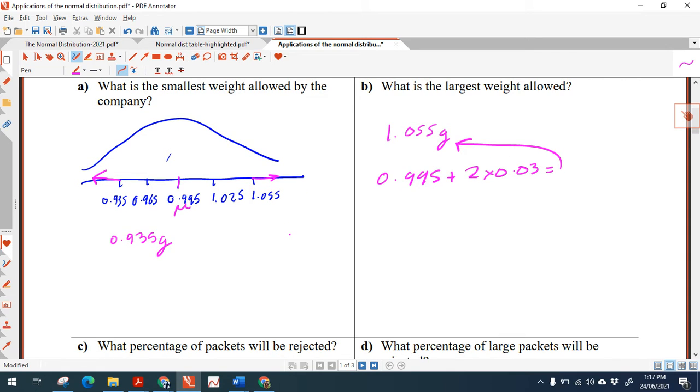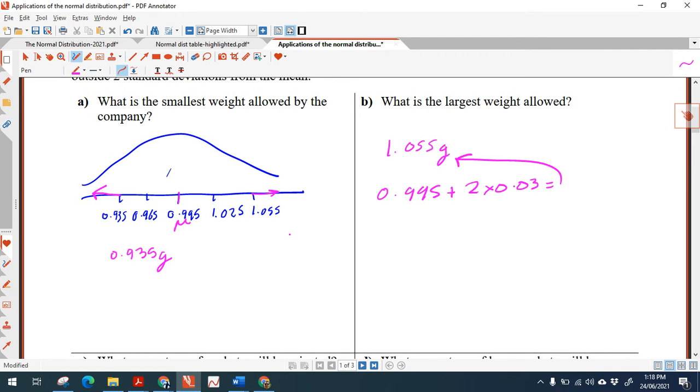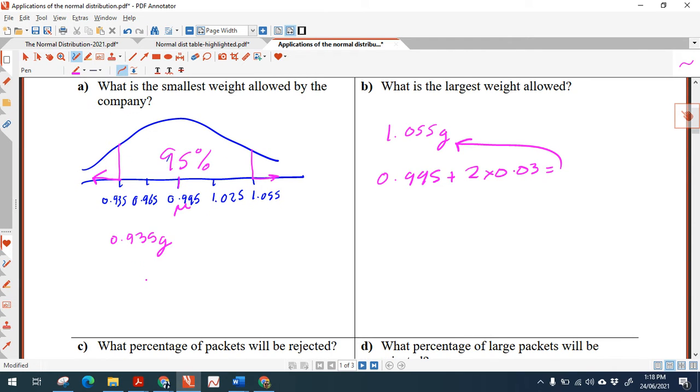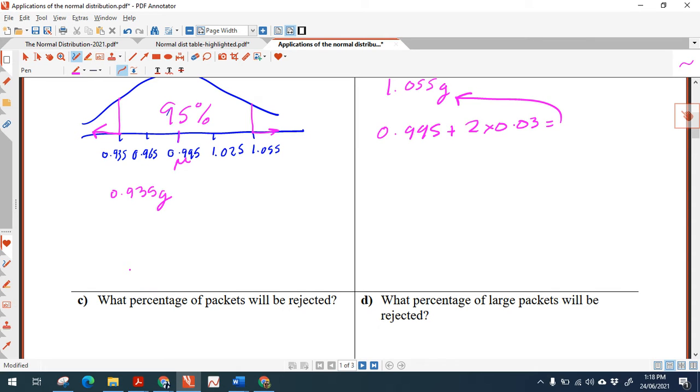Okay, now what percentage of packets will be rejected? Now, the rejected part is going to be anything outside of 2 standard deviations. Now, we know that within 2 standard deviations, let's just put that in, 95% of the data lies within 2 standard deviations. So that means the products you're going to throw out will be 5%. So I'm just going to write down 100% minus 95%. So 5% are rejected.